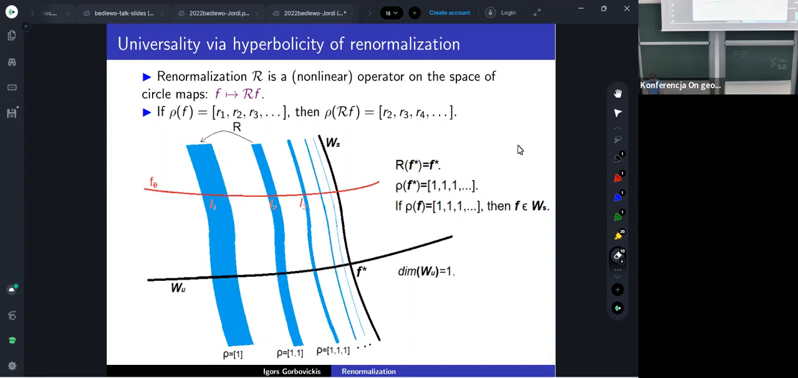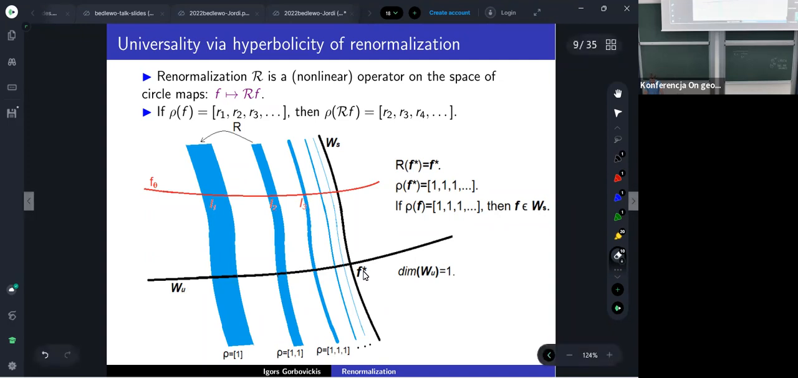And let's assume that we have a fixed point of the renormalization operator, f star. So it's here. Renormalization of f star is f star itself, and the rotation number of f star is the golden mean. We assume that f star is a hyperbolic fixed point with a one-dimensional unstable manifold. So here it is on the picture. It's one-dimensional, and it means that the corresponding stable manifold is of codimension 1, so it's infinite dimensional.